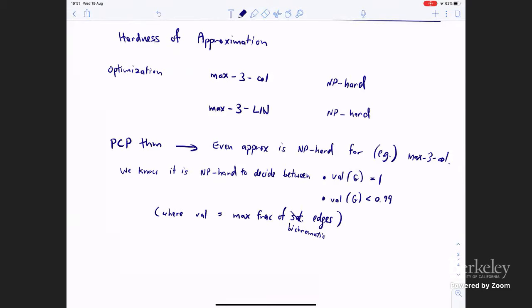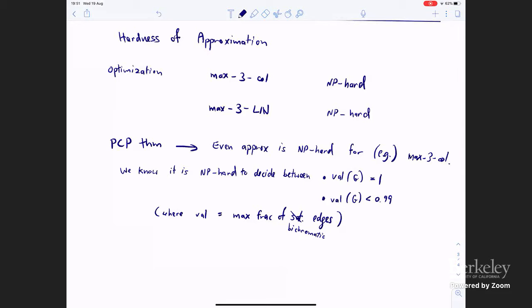If I had an approximation algorithm that approximates to within 0.999, I would give this algorithm the graph G, and it would give me some value within a small margin of error, which would allow me to distinguish between these two cases. So such a statement proves the non-existence of approximation algorithms, assuming P is different from NP. All these hardness statements are always assuming, of course, that P is different from NP.